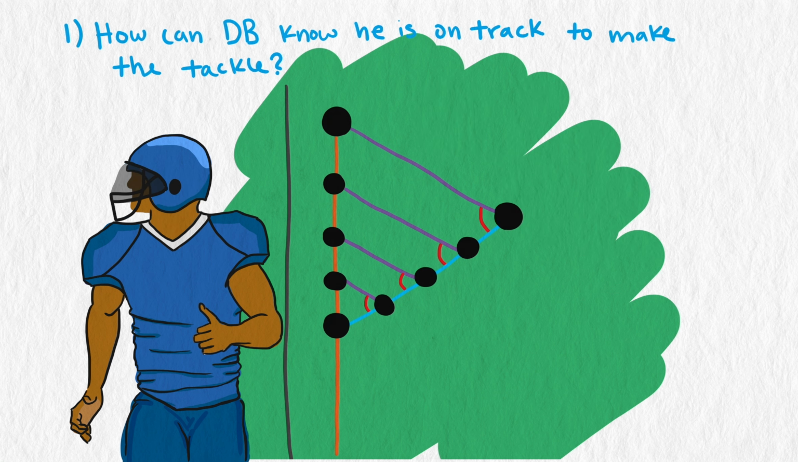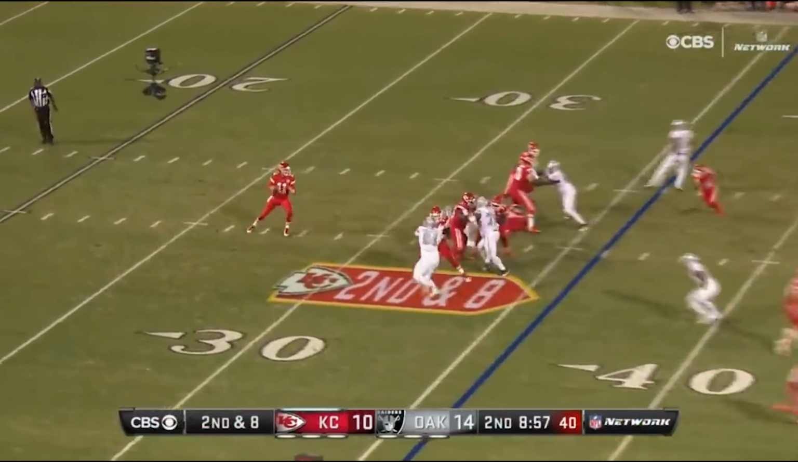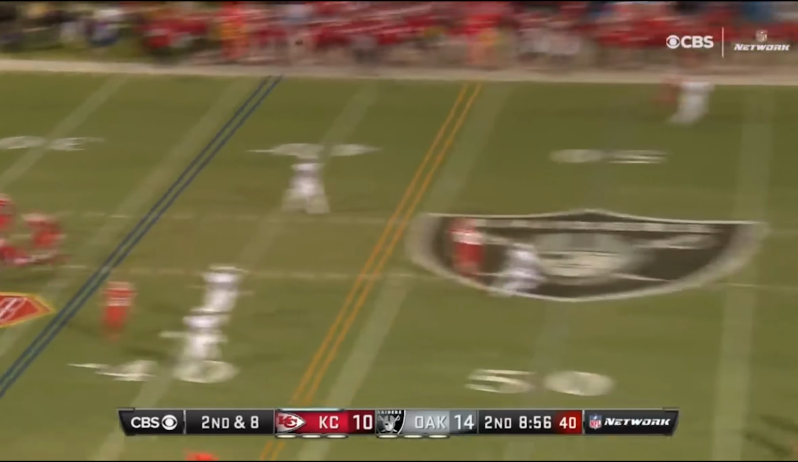If they're running in a straight line and their head doesn't swivel while they watch the ball carrier, they are golden. If their head swivels backwards, they're going too far downfield. If their head swivels forward, they're heading too far upfield. Here's an example of bad pursuit, because the head is constantly moving downfield, showing that the player is not on a collision course.